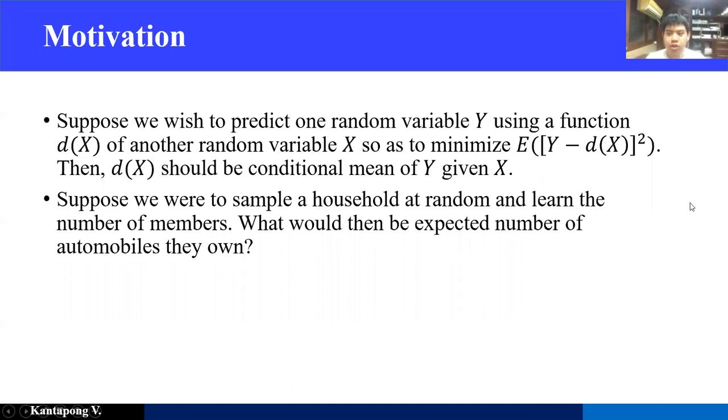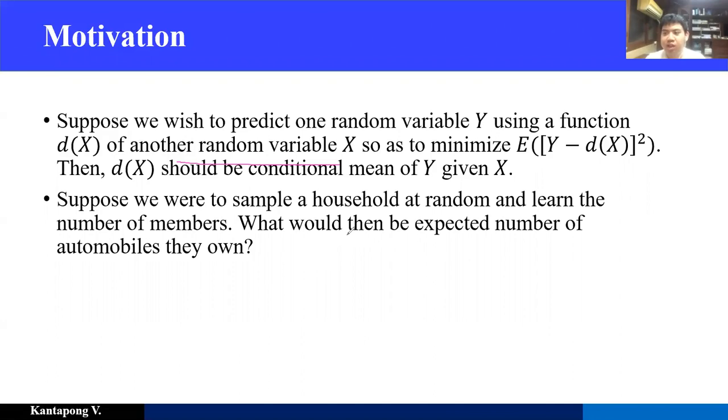So the motivation is that suppose we wish to predict one random variable Y. If we want to predict it, say minimizing MSE, we can predict it using the mean. However, if we have another clue, that is information about X, we can use it to help guess Y.